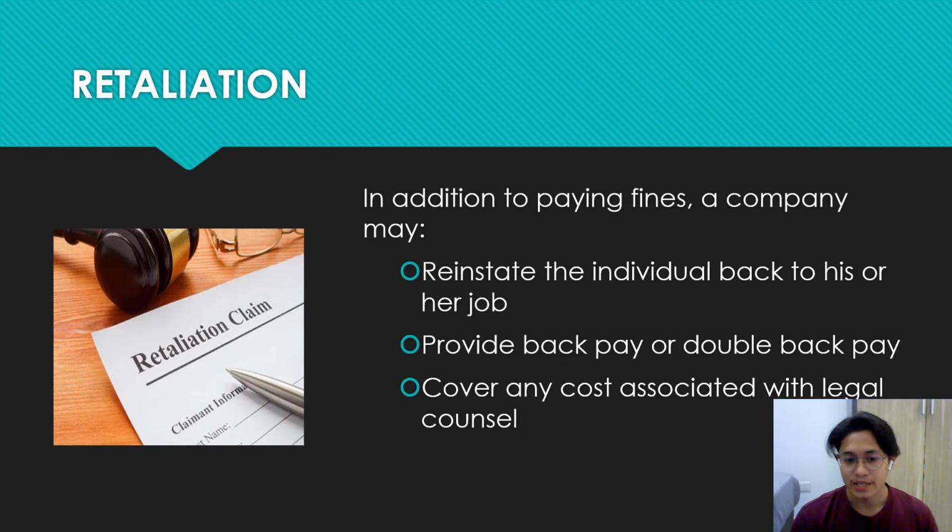In addition to paying fines, a company that is found guilty of retaliation is required to reinstate the individual back to his or her job. Next is to provide back pay or double back pay to make up for loss of compensation. And then the last one, to cover any costs associated with legal counsel.